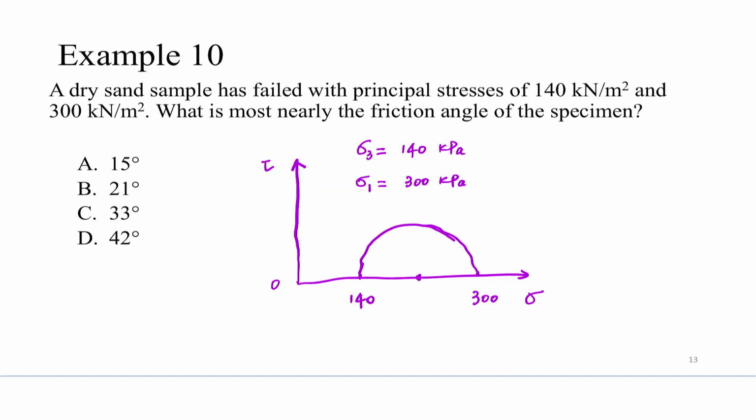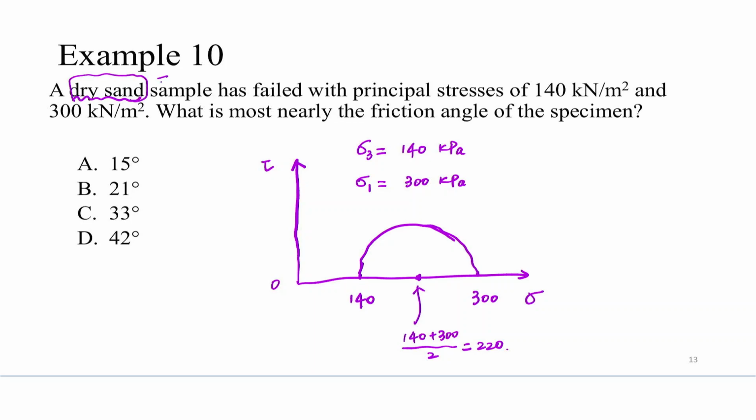Technically half a circle. And the center of the circle would be the center of the 140 and 300. So this one over here is 140 plus 300 over 2. That would be 220. Okay? So after you have the Mohr circle, you can try to construct the Mohr-Coulomb envelope. And the same thing, this is a dry sand as the previous one.